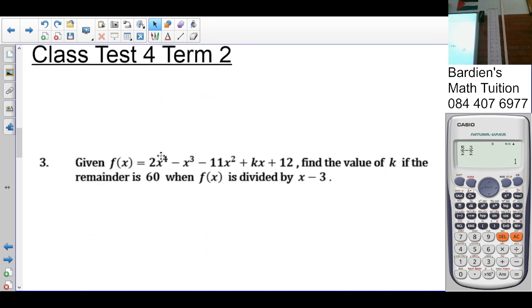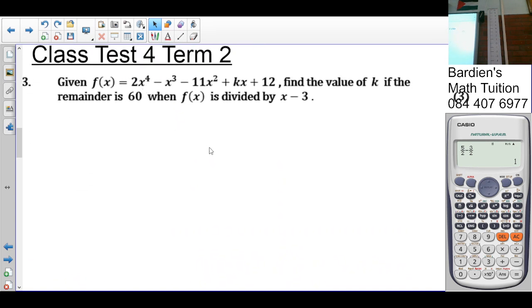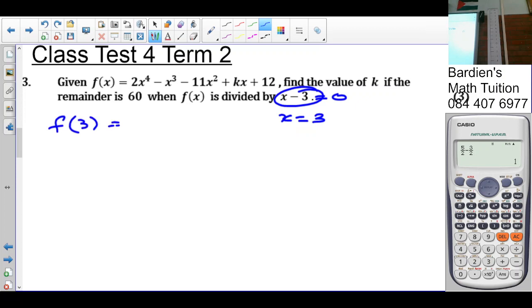The next one. You are given that f of x equals 2x to the power 4 minus x cubed minus 11x squared plus kx plus 12. Find the value of k if the remainder is 60 when it's divided by x minus 3. So what do we do with that? Set that equal to 0. So x equal to 3. So I now work f of 3. F of 3 gives a remainder of 60. If it were a factor, the remainder would have been 0.